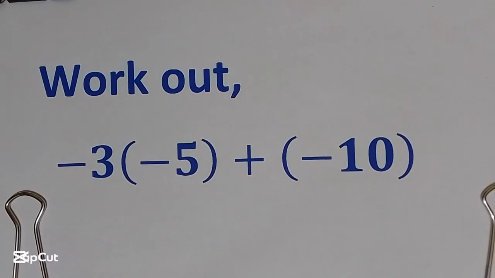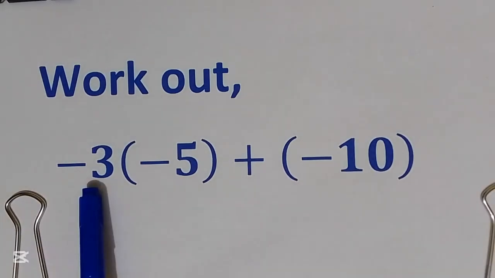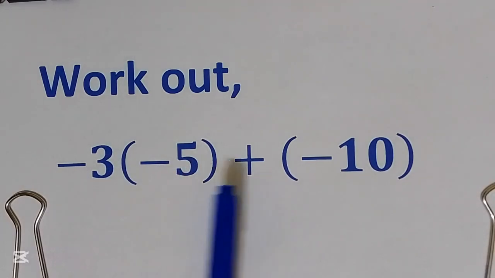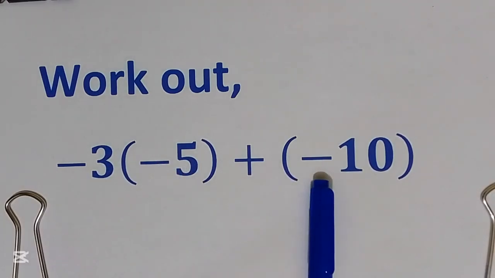Let us work on integers. They gave us minus 3 multiplied by minus 5 plus minus 10.